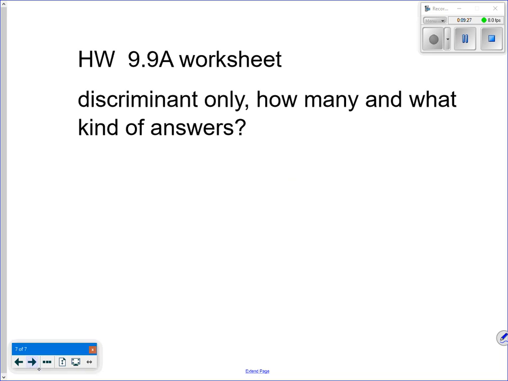All right, so that's it. Those are some good samples. Use those to help you. You're working on the 9.9a worksheet. All you are doing is those 3 pieces, a, b, c. What is the discriminant? How many solutions, and what kind are they? Now tomorrow we're going to take this discriminant and find the total answer of the quadratic formula. Okay, so for today it's just the discriminant. Good luck.